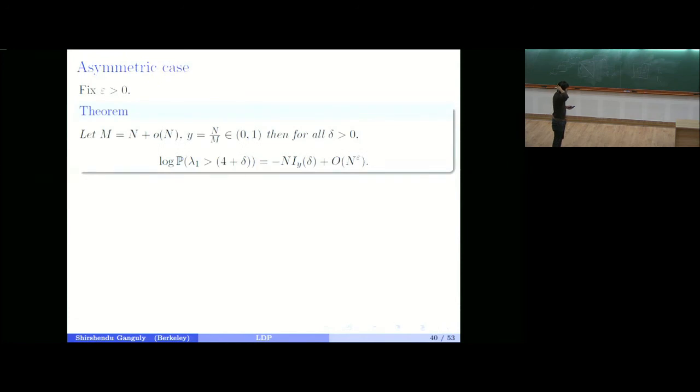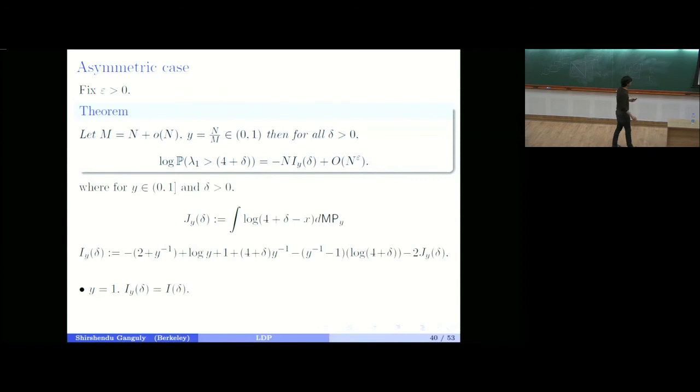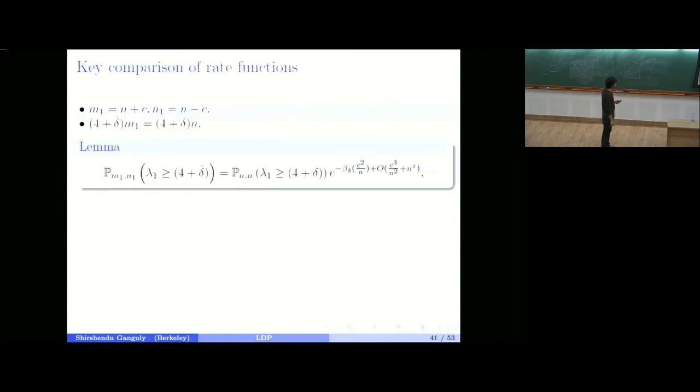Yeah, so anyhow, let's skip all this. For a non-square matrix, you again have a precise large deviation event, but the rate function now depends on the aspect ratio. So if you look at a rectangular Bichat matrix, the rate function will depend on how rectangular it is. Okay, so let's not worry about that. But this is the key comparison result.